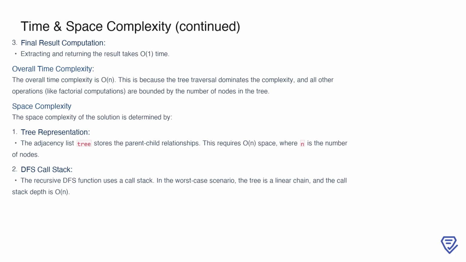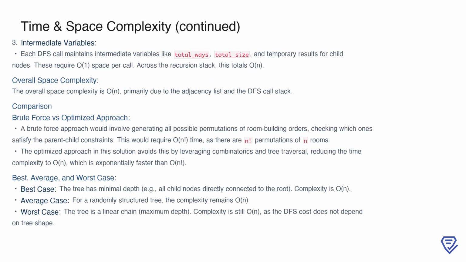Now, looking at space complexity, the adjacency list representation of the tree requires O(n) space to store the parent-child relationships. Additionally, the recursive DFS function uses a call stack, and in the worst-case scenario where the tree is a linear chain, the stack depth reaches O(n). Furthermore, each DFS call maintains a few intermediate variables, such as total_ways, total_size, and temporary results for child nodes. These variables require O(1) space per call, and across the recursion stack, this totals O(n). As a result, the overall space complexity of the solution is O(n), driven primarily by the adjacency list and the DFS call stack.